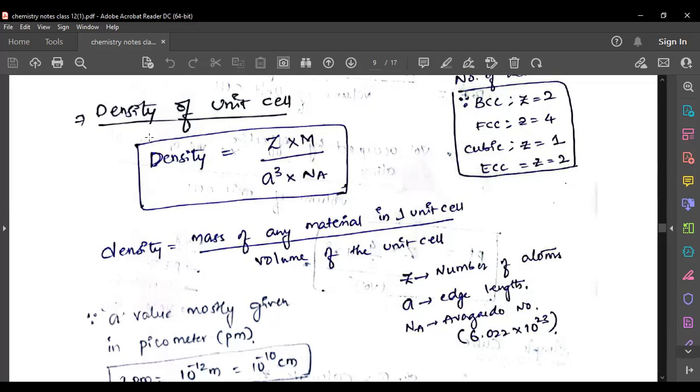From the exam point of view, they will give you either the density value and ask you to find the edge length, or they will give you the edge length value and ask you to find the density. So we have to be very careful about what units are given, because units play an important role. Clear? Generally, in exams from this chapter, the a value is given in picometers. But again, in the options, they will ask for the answer in centimeters. So the conversion factor is very, very important. So 1 picometer is equal to how many meters?